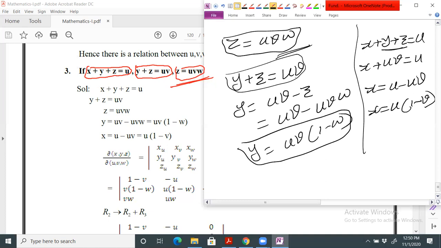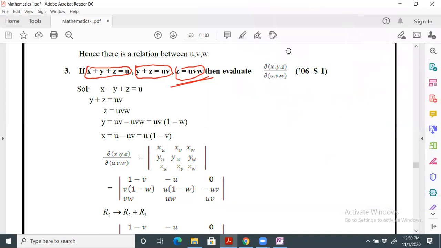If we observe, x is in terms of uvw, y is also in terms of uvw, z is also in terms of uvw. If you want, you can check here. All these three things are in terms of uvw. So x, y, z are in terms of uvw, they have come, so then we can find Jacobian of x, y, z with respect to uvw. That's the thing.